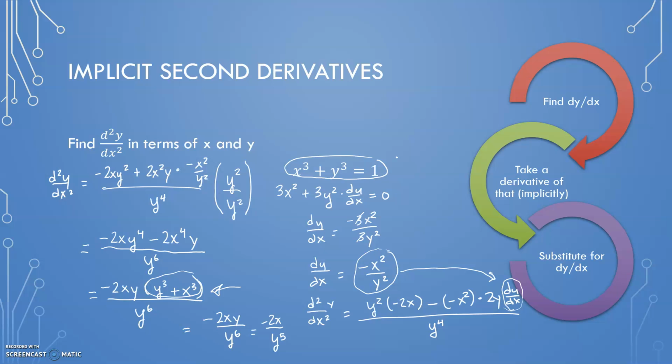All right. Those are second derivatives. Those are higher order derivatives. You can take second derivatives, you can take third derivatives, and with implicit differentiation, I just really recommend that you simplify your first derivative as much as possible before you take your second derivative, and then don't forget this step where you substitute for dy dx so that you wind up with just x's and y's in your answer.